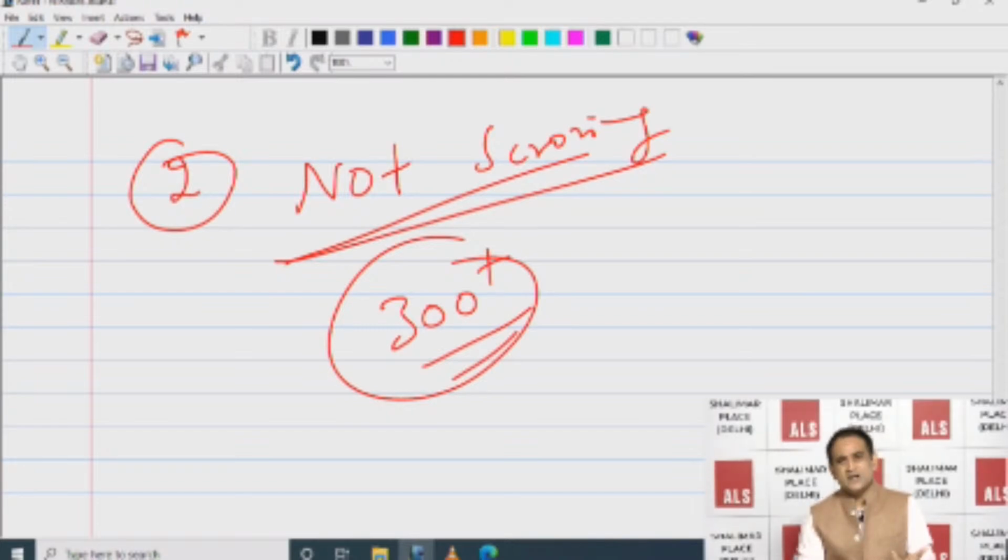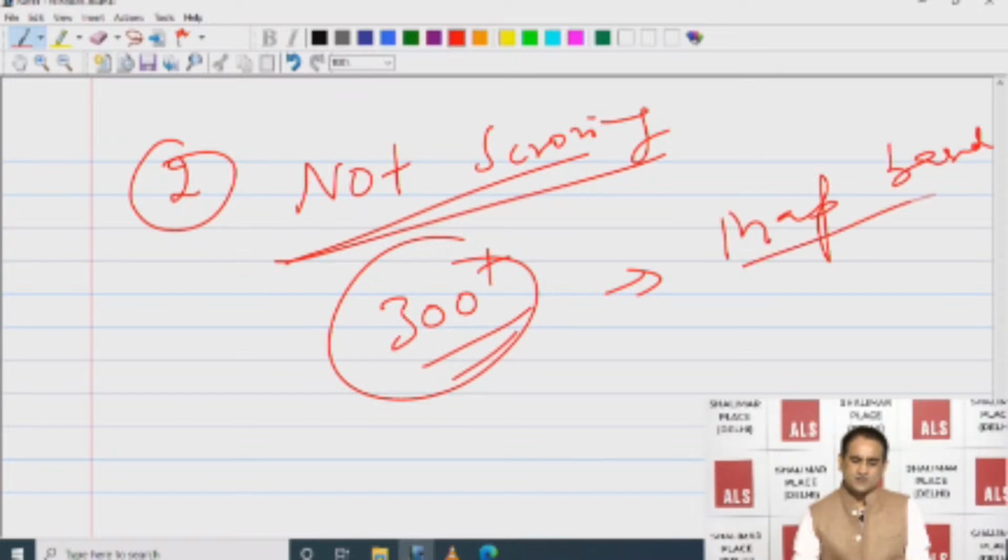And it is now becoming scoring. 300 plus is possible after 2013. Why is 300 plus possible now? Mainly because it is all about map based questions. This is the key. All your successful candidates will tell you, it is all about map based questions. Now they are asking short questions even in history optional, right? 10 marks, 15 marks, 20 marks.